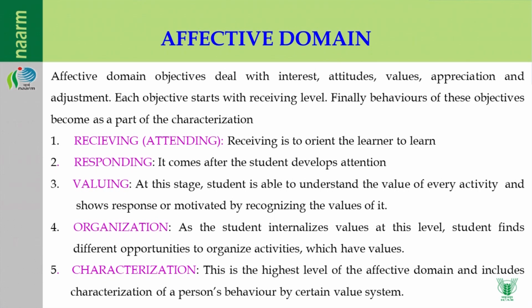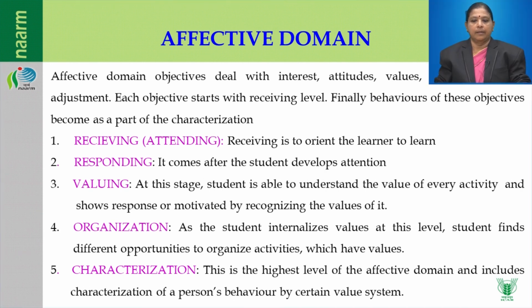Later, in the affective domain, in the Bloom's original taxonomy, affective domain objectives deal with interests, attitudes, values, appreciation, and adjustment. But the levels are not suggested in the original Bloom's taxonomy. Later, in 1964, Krathwohl has suggested certain levels to achieve each objective under affective domain.